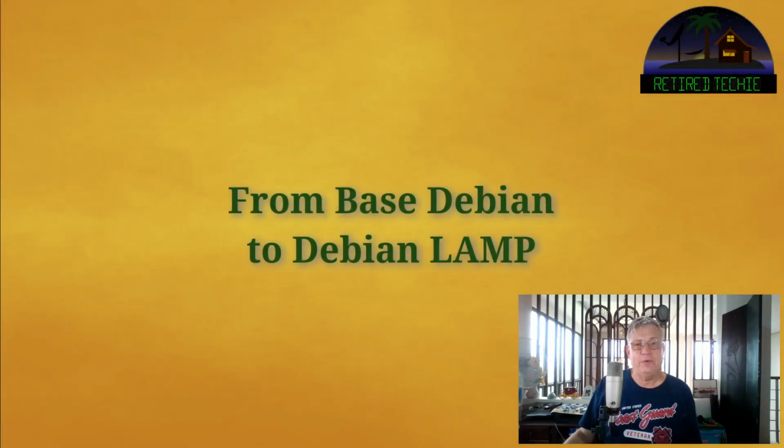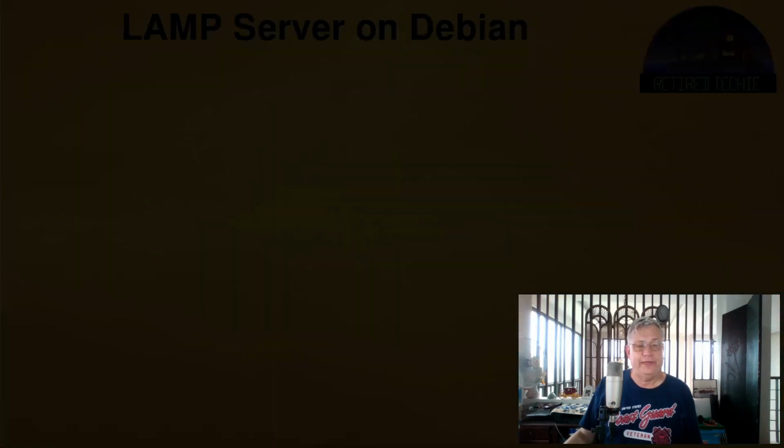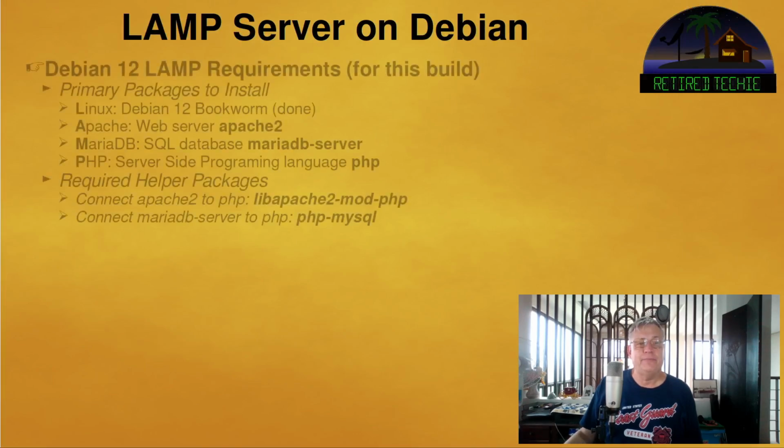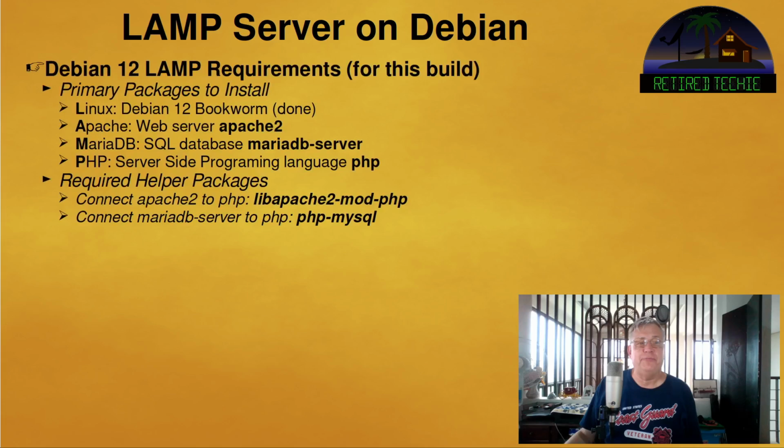We're at the point now where we want to install the actual software to make a LAMP server. And I think I said it before, I'll say it again. LAMP is short for Linux, Apache, MariaDB, PHP. If you take all the first letters, they spell LAMP. Back in the day, LAMP was MySQL, but now you can use MariaDB if you want. But anyway, as mentioned, the primary packages to install is first Debian 12 Bookworm. That's done. We just did that.